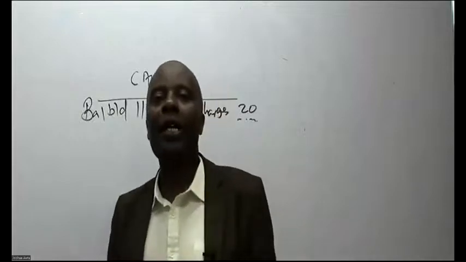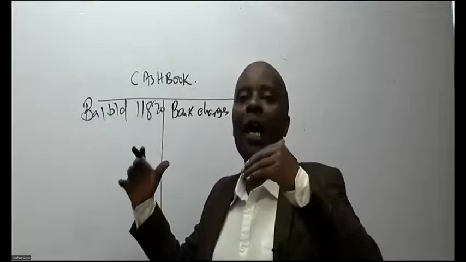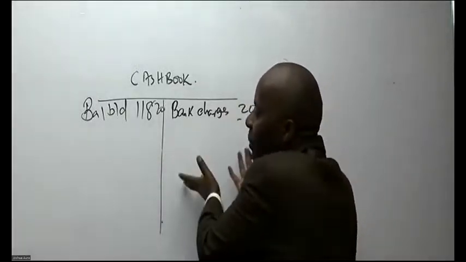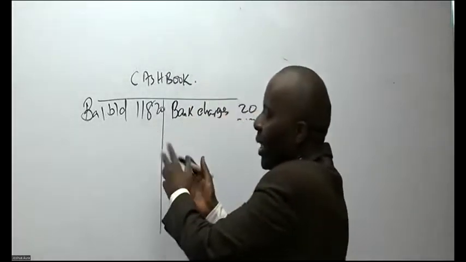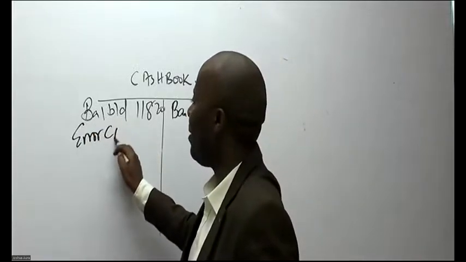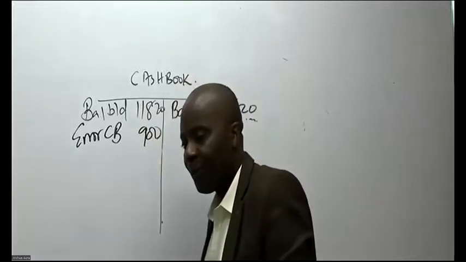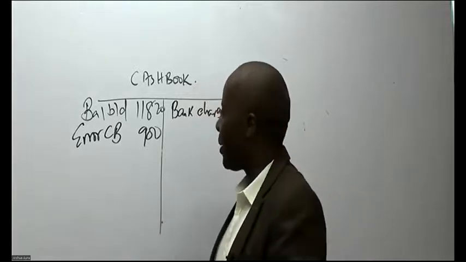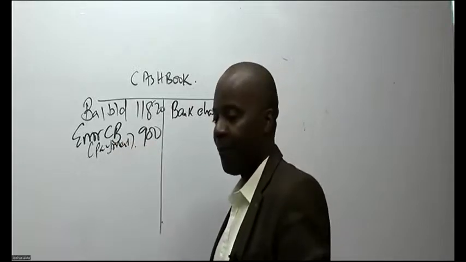So this error is an overcast. I paid more. I removed higher amounts from my cash book. So to cancel this higher amount, I should come and debit here. So in this case, we have an error in the cash book. Error in the cash book, 900, as pertains to payment.